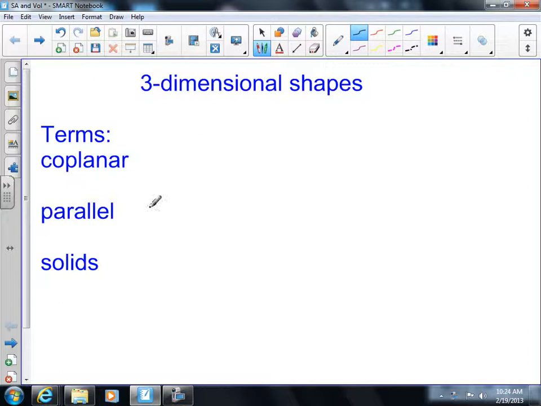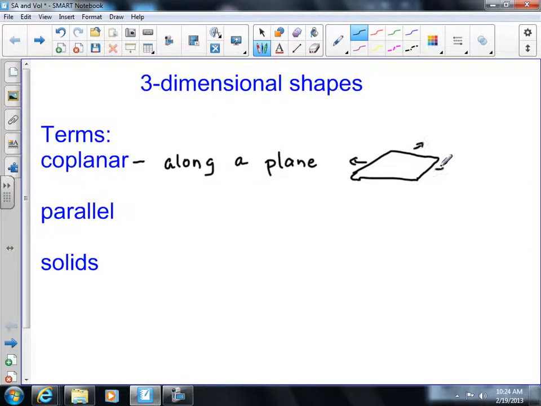Coplanar means that it occurs in more than one plane. And when I'm referring to a plane, I'm talking about a flat surface, like the plane that your desk is on is the top flat surface of your desk. The plane of the wall would be like the flat surface that goes along the wall. So coplanar means along a plane, or flat surface. And you usually think of a plane that extends on in all directions.